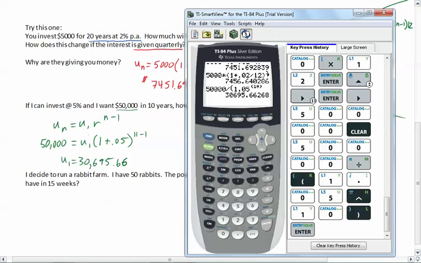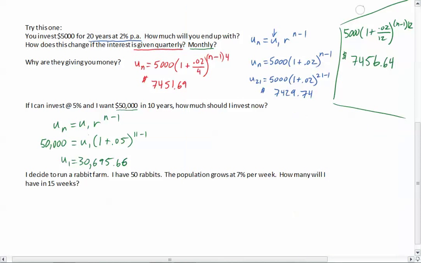And so here on my calculator, I can show you what I did. I divided the 50,000 by the 1.05 to the 10th, and there you go. The answer is $30,695.66. And then at the end of 10 years, I would have $50,000. Pretty cool, huh? All right, well, let's talk through the rabbit.